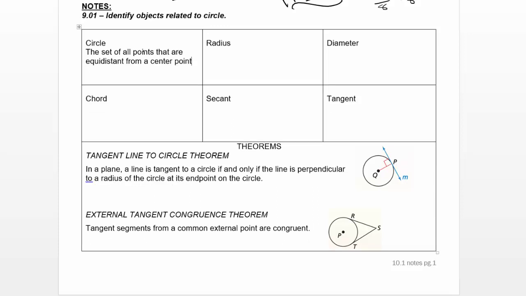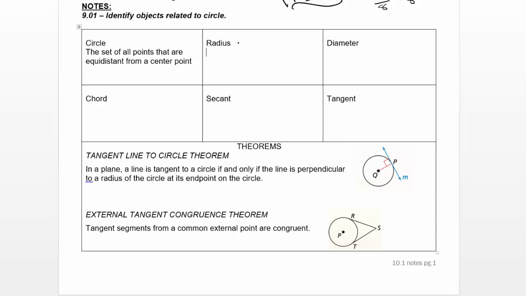And note that this means that we're looking at just the points that are on the outside of the circle. So all the points on the inside, in between the center and the edge of the circle, are not a part of the circle. If you want to talk about all the points up to the edge of the circle, we can think of that as what's called a disk. But if we're talking about a circle, we're talking about just the points that are on the edge.